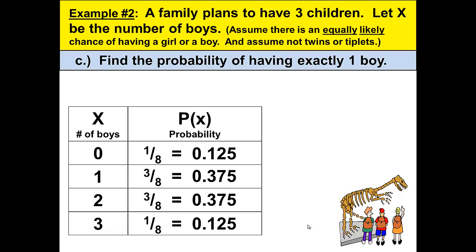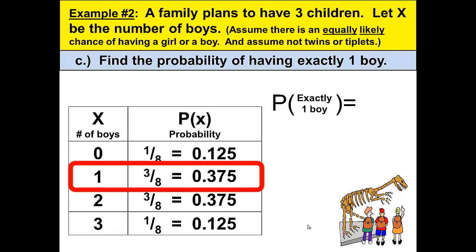And instead of using our sample space, the first way we're going to do this is just to look at the table. To find the probability of exactly one boy, again, notice our notation, P for probability, exactly one boy in the parentheses, shortened versions of the words needed to explain what we're looking for. And from the table, we see that our answer is 3/8 or 0.375. This row represents getting exactly one boy.